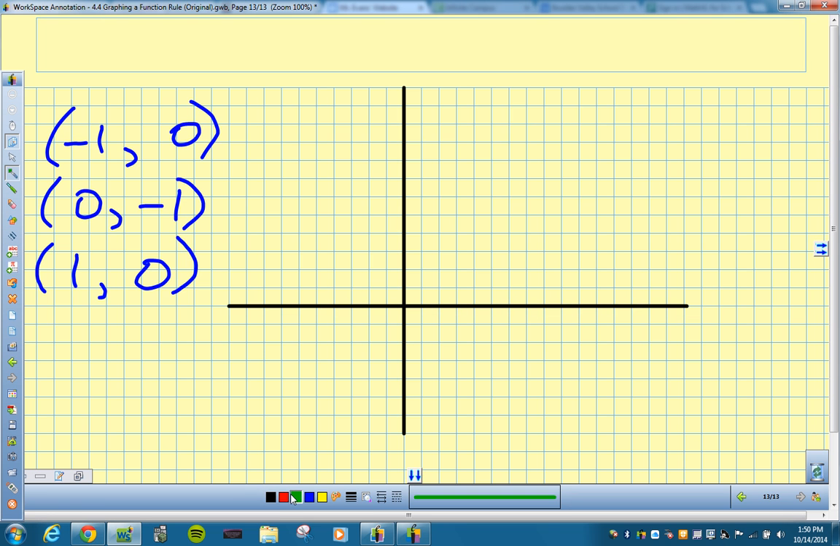So we're going to graph these points now. I have -1 on the x, 0 on the y. I have 0 on the x, -1 on the y. And I have 1 on the x and 0 on the y. So when I draw this, you could make that look like a V, right? Because the points are all really close together. But you need to do your best to make it look like a U.